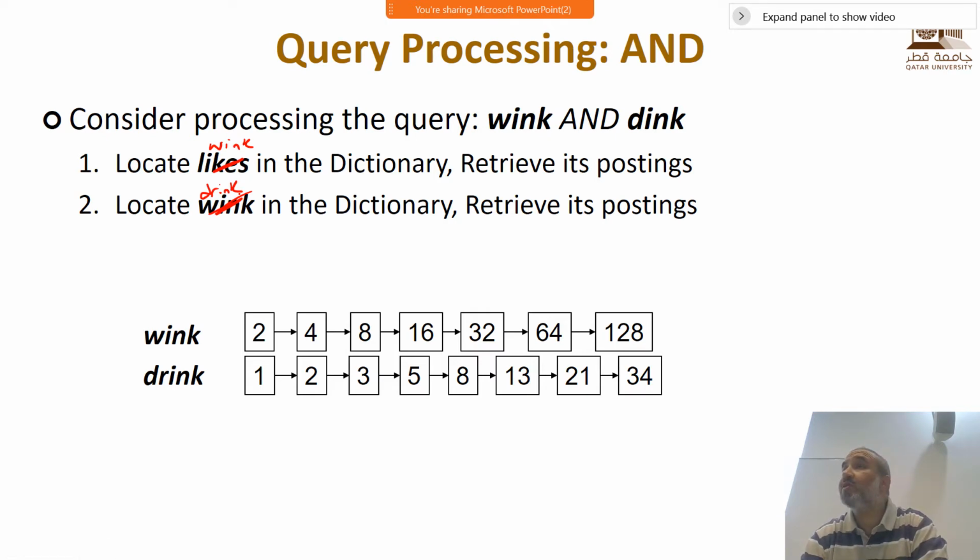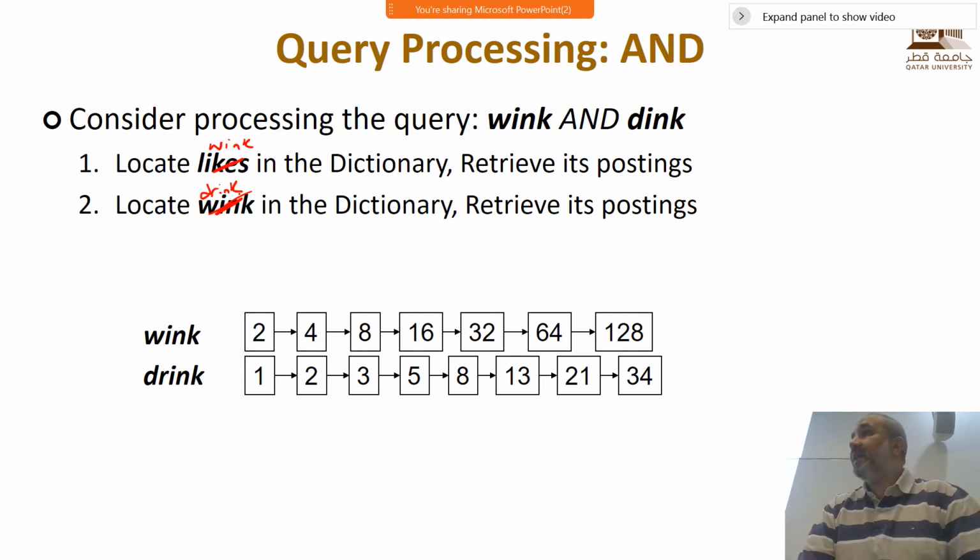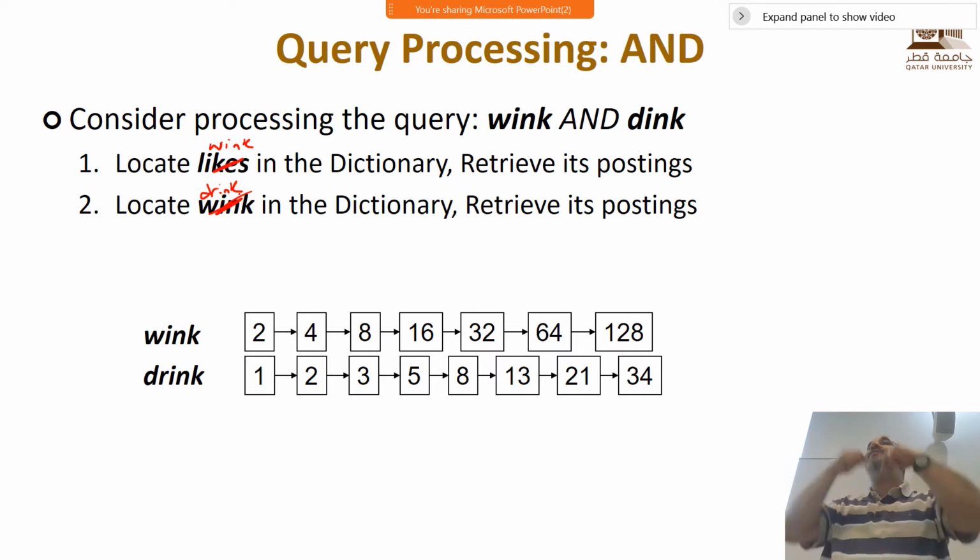Then what should we do? Remember that we need to do AND. Why is it intersection? Why is that the intersection of these two lists? The documents that will satisfy this specific operation will appear in both posting lists. So what we actually aim for now is to get the documents that appear in both lists.